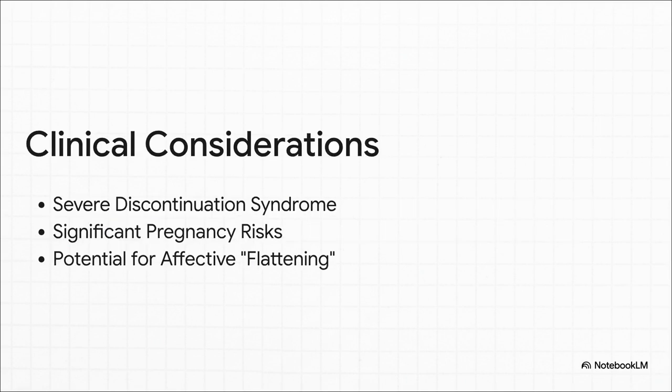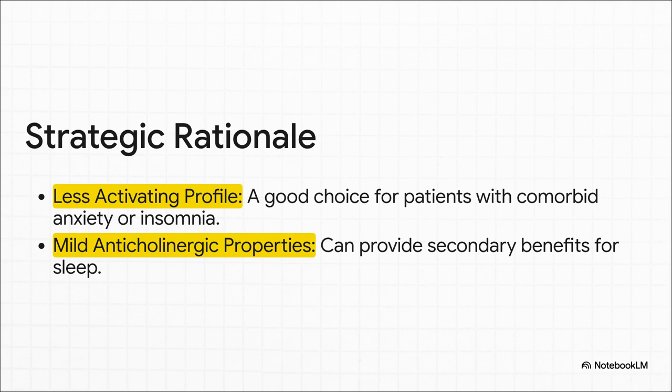Next, you want to show that you thought through the major pros and cons. Acknowledge the big three trade-offs: that really tough discontinuation syndrome, the serious risks in pregnancy, and the potential for some patients to feel emotionally blunted or flat. This shows you have a nuanced, critical view of the medication and its impact on the patient. And finally, bring it all home with your why. Why this drug for this patient right now? You chose it because its less activating profile is perfect for your anxious patient. You chose it because those mild anticholinergic effects might just give them the extra help they need with their insomnia. This shows you didn't just pick an SSRI out of a hat. You selected a specific tool for a very specific job.